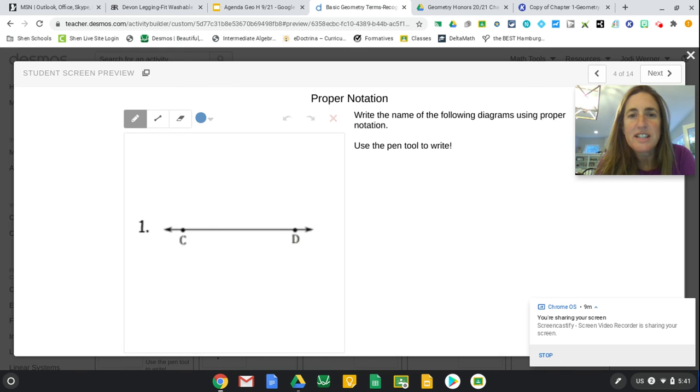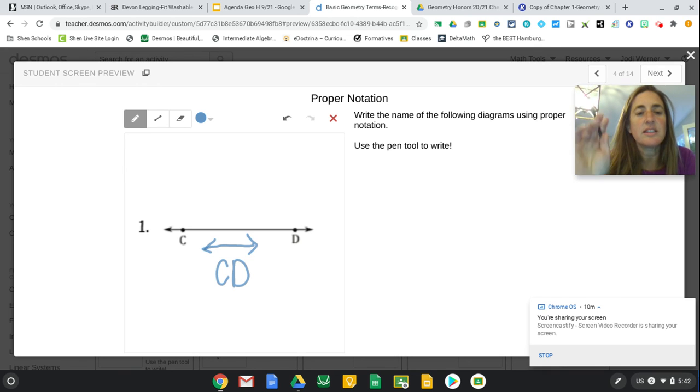So for the first example, it says, write the name of the following diagram using its proper notation. I'm going to look at this picture and I see it has 2 endpoints on it, and those endpoints actually continue on forever. So I know this is called a line. If I were to label it, I just use my pen tool in Desmos, and I'd call it CD, and I'd have to put the line above the top. Then Mrs. Warner's watching you from home, so she would check and see that you got that right.